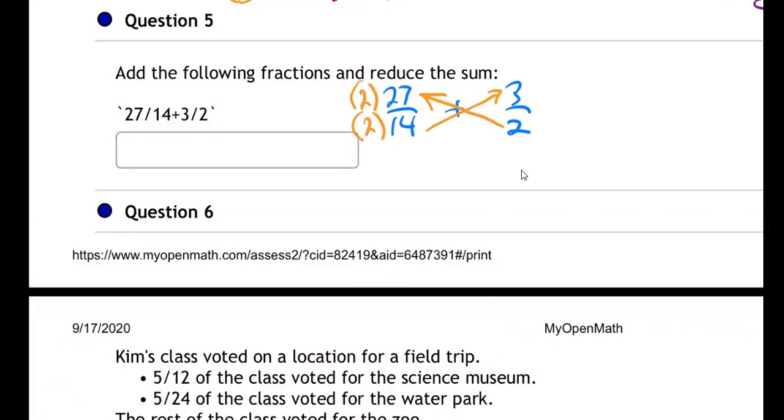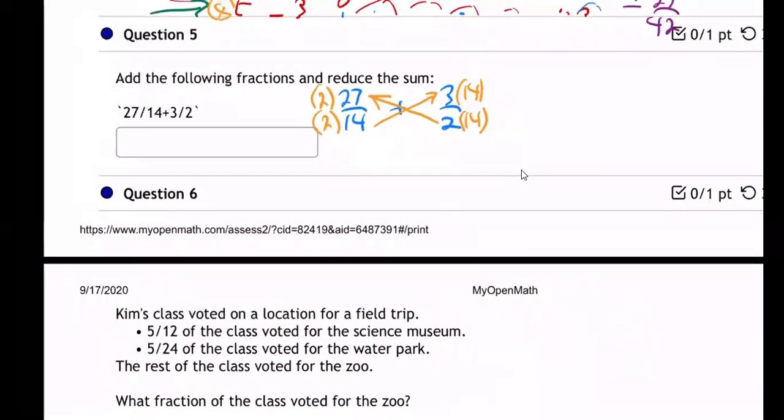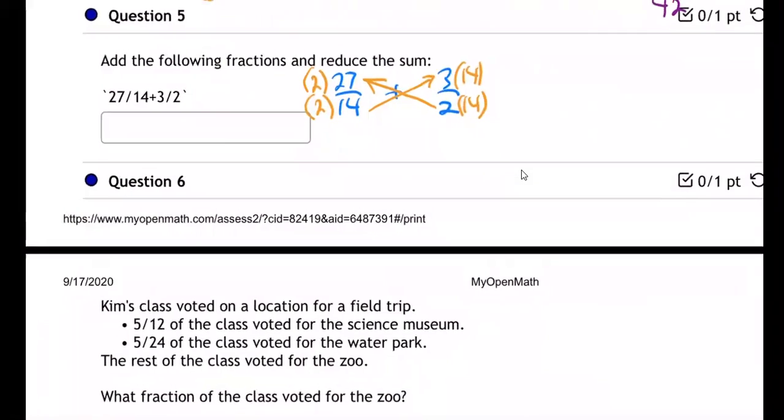doing it, where you just multiply by the other denominator. That'll work. That's totally acceptable. It's just going to be kind of bigger numbers. So what would we get in that case? We would get what, 54 over 28 plus 42 over 28. See how that made the two denominators the same? They are common, but they're not the lowest common, are they?